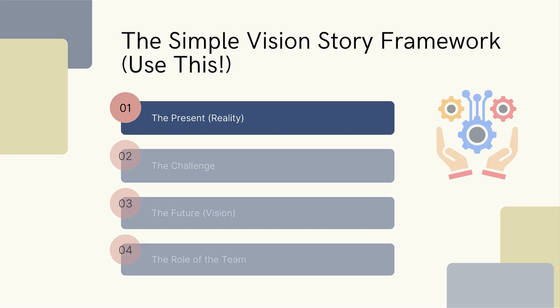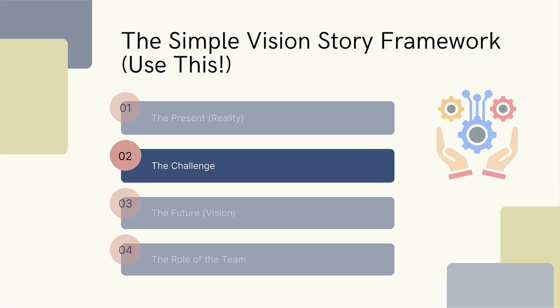The simple vision story framework. Whenever you communicate vision, structure your story like this. The present, reality: describe where you are now, honestly. Right now we're working hard, but many of our processes slow us down. The challenge: name the problem or tension. If we keep working this way, we'll burn out before we grow.